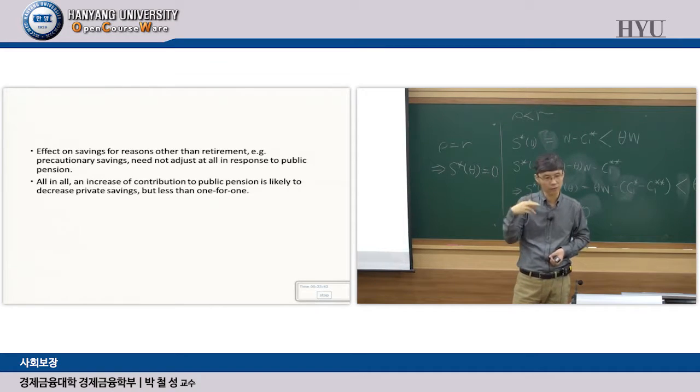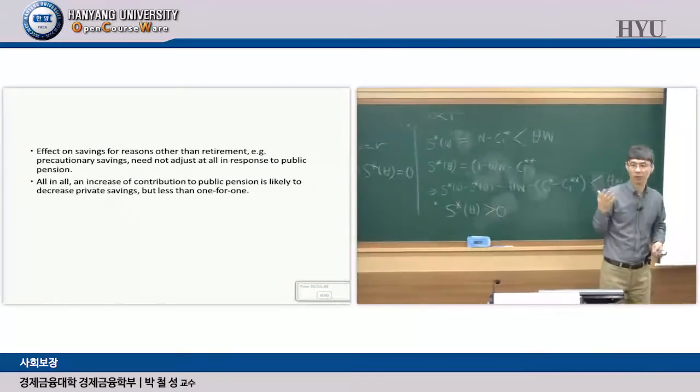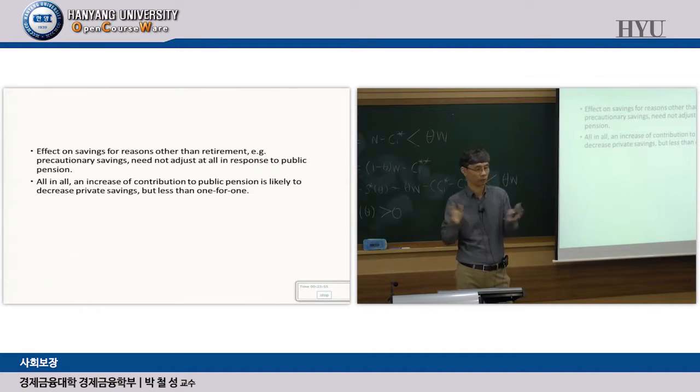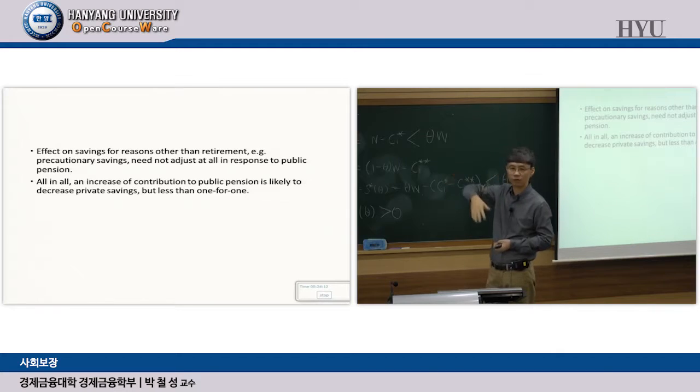Let's say if 9% of the salaries should go to the public pension, then it does not mean that now we have additional savings equal to 9% of total salaries. It's not going to happen because people will save less privately, so the total saving will increase less than 9% of the salaries. But it's not going to be 0%. So somewhere in between 0 and 9. Then what number? It's difficult to tell.